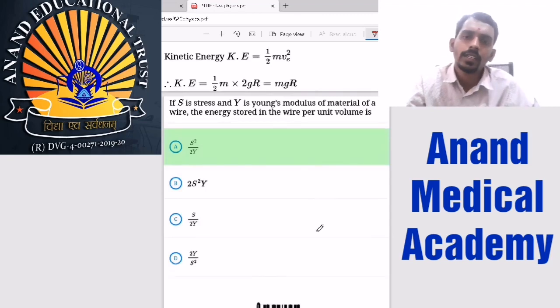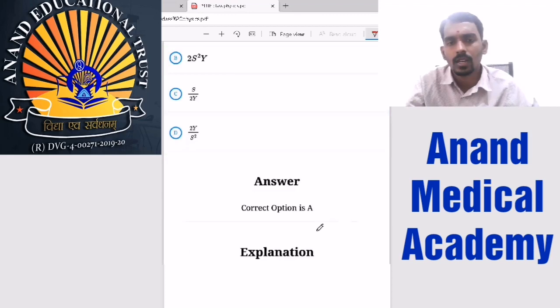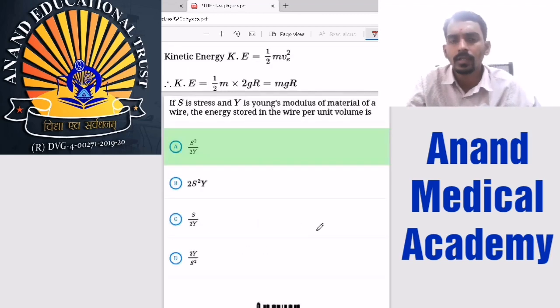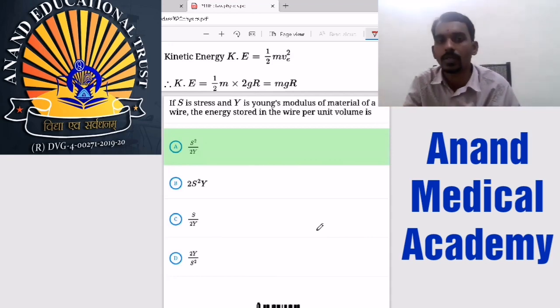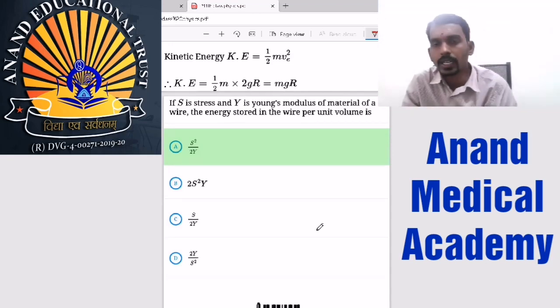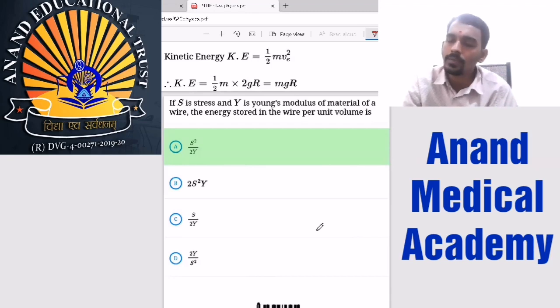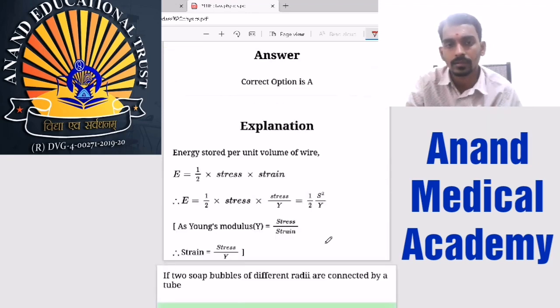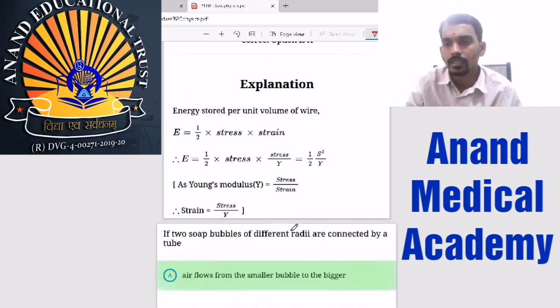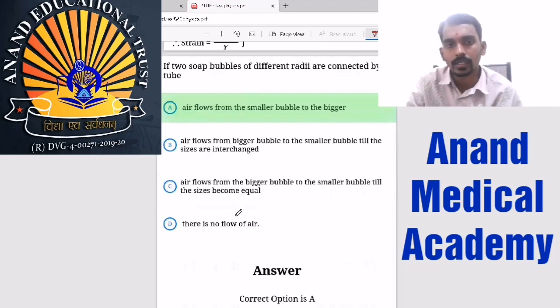Now here, the stress and Young's modulus relation is a formula based question. Why have I given this? Because sometimes from any chapter they can ask a direct formula based question. So we cannot expect only this formula will come. Any formula they can ask. At least one or two questions they used to ask based on this. And here the formula is about energy density.